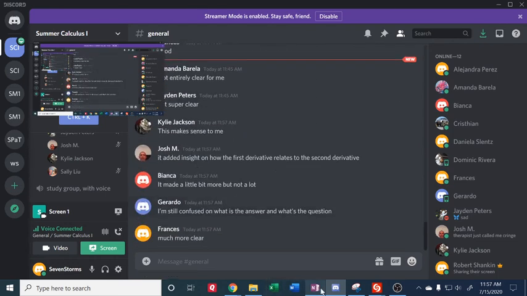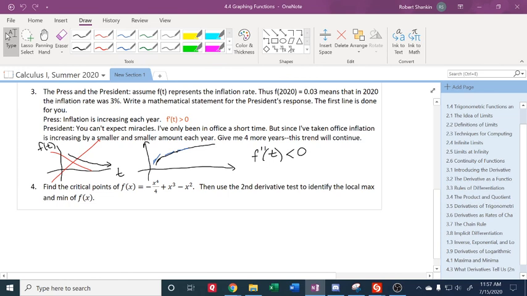Let's go back. Let me summarize this again, and then maybe in the future I'll put another question that will kind of reinforce this idea. All right. So, first, a summary. The press says that inflation is increasing every year, so they're saying, look at the trend, it's going up. The president said, yes, but there could be worse ways that it could be going up.